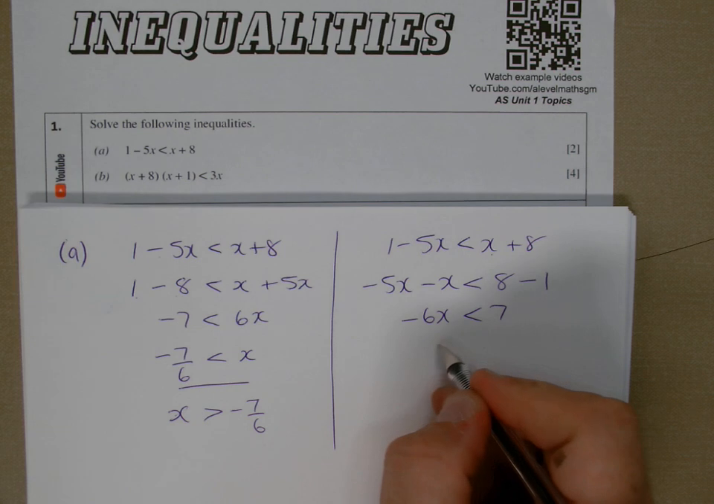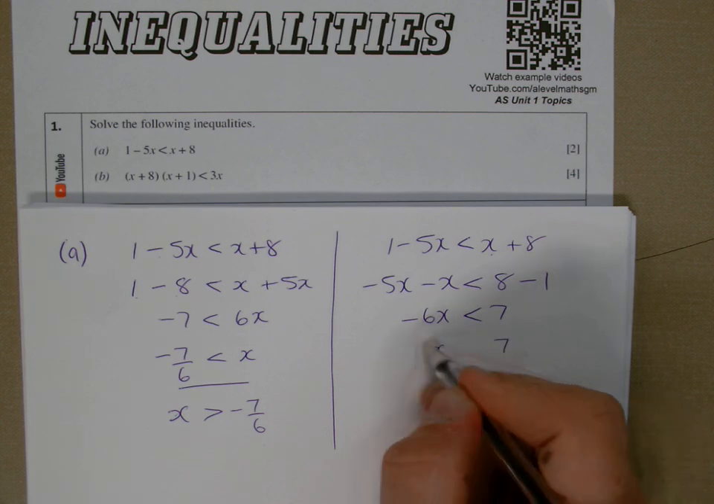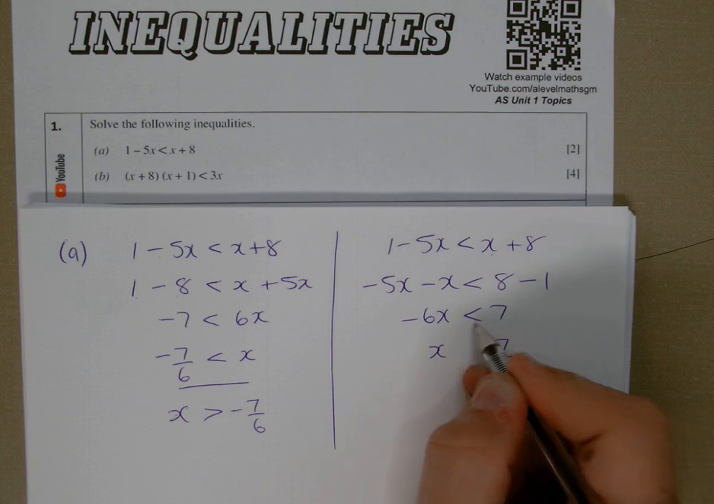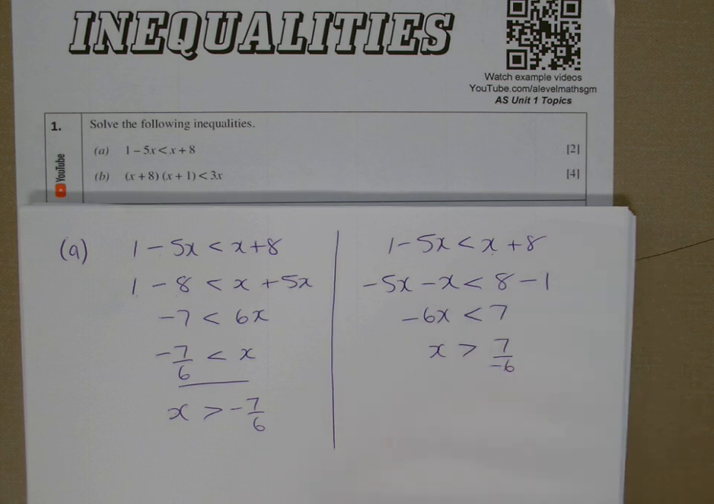Now to get x on its own, we need to take this minus 6 over. Of course when you take it over, we're going to divide. But what's important, when we divide by a negative number, because I'm going to divide by minus 6, you need to switch the direction of the inequality, okay? So when we divide by a negative, that direction has to switch. And there's your answer, exactly like I've got here, minus 7/6, where x is greater than.